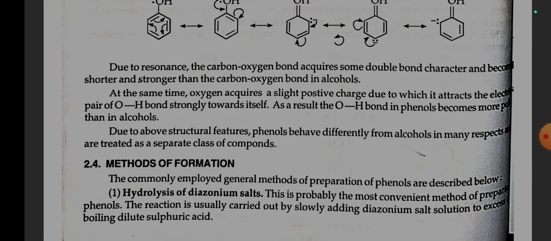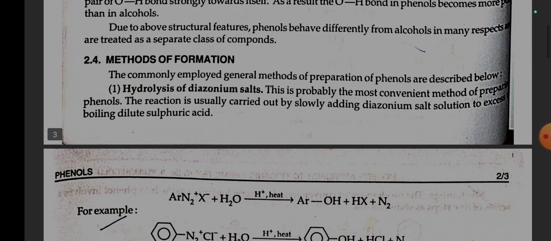Due to resonance, the carbon-oxygen bond acquires some double bond character and becomes shorter and stronger than the carbon-oxygen bond in alcohols. At the same time, oxygen acquires a slight positive charge, due to which it attracts the electron pair of OH bond strongly towards itself. As a result, the OH bond in phenols becomes more polar than in alcohols. Due to above structural features, phenols differ from alcohols in many respects and are treated as a separate class of compounds. Methods of formation.